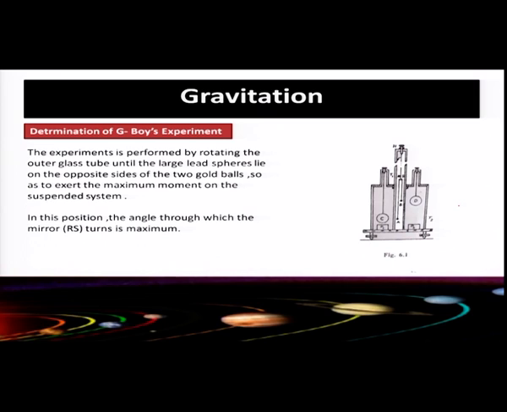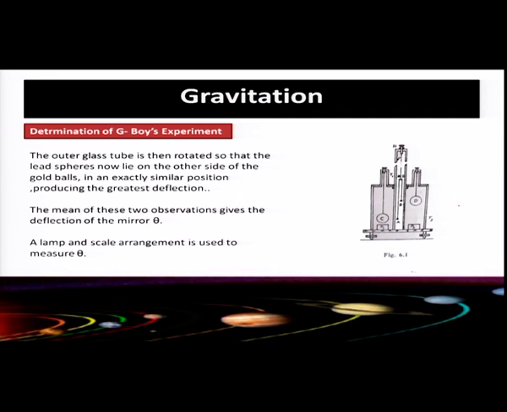So, the experiment is performed. How to perform the experiment? The experiment is performed by rotating the outer glass tube until the large lead spheres lie on the opposite sides of the two gold balls, so as to exert the maximum moment on the suspended system. In this position, the angle through which the mirror RS turns is maximum.